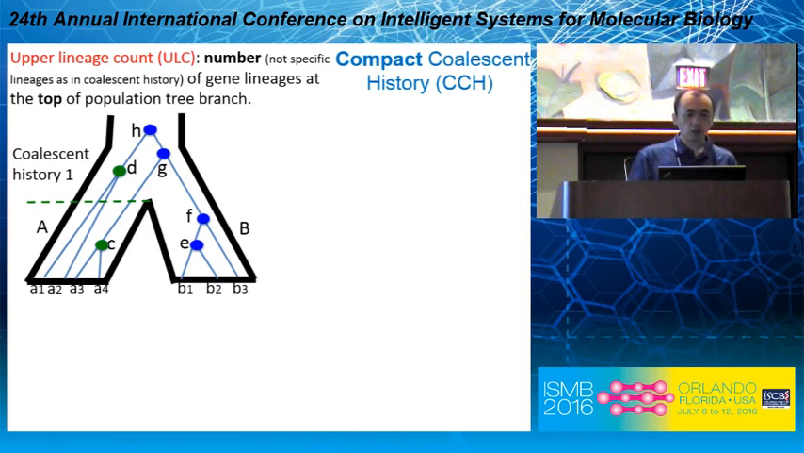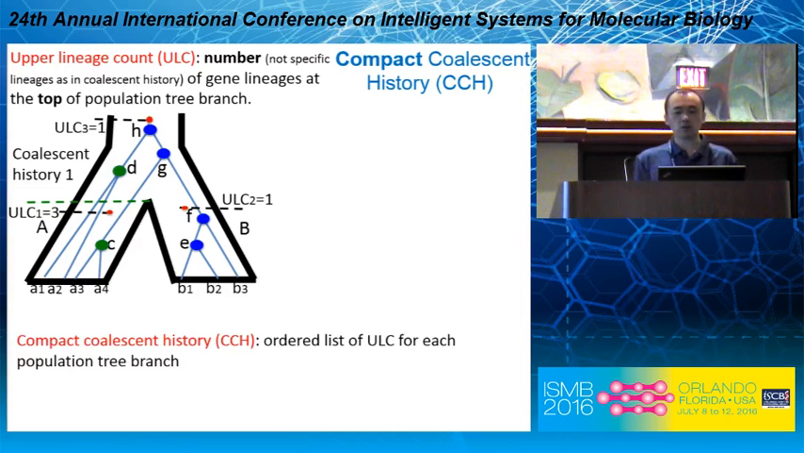compact coalescent history is. This is based on the so-called upper lineage count. This is basically the number of lineages you observe on the top of a species tree or population tree branch. Let's consider this coalescent history. Here, I say ULC, upper lineage count. In this case, ULC equals 3. You have 3 lineages on the top of this branch, 1 lineage on top of this one, and 1 lineage on top of this one. So combining this, what is a compact coalescent history? A compact coalescent history is essentially the ordered list of these upper lineage counts for each population tree branch. So it's simply 3, 1, 1. That's why I call this CCH, compact coalescent history.